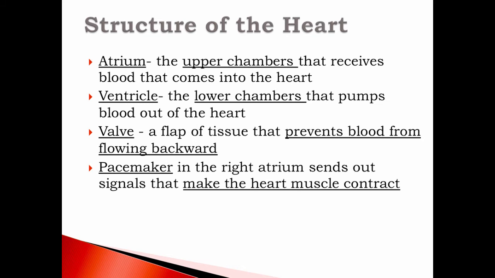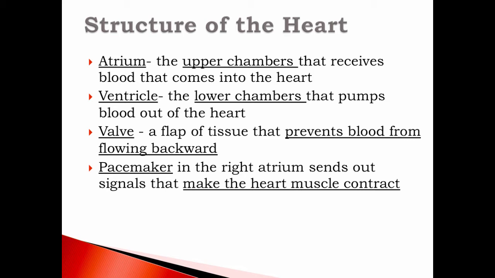So let's talk about some vocabulary. Your atrium is the upper chamber, and this is the part of the heart that receives all blood coming into the heart. Whether it's coming in from the body or it's coming in from the lungs, the atrium is always going to be the upper chamber and the first part of the heart that receives the blood. Then it will go through the valve into the ventricle, and the ventricle is the lower chamber that pumps the blood out of the heart.